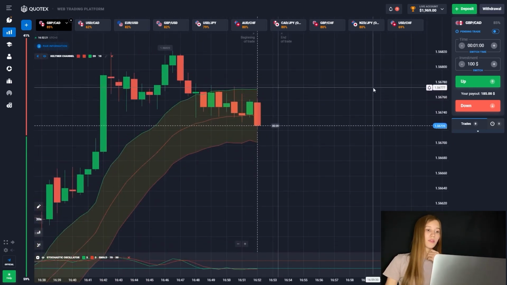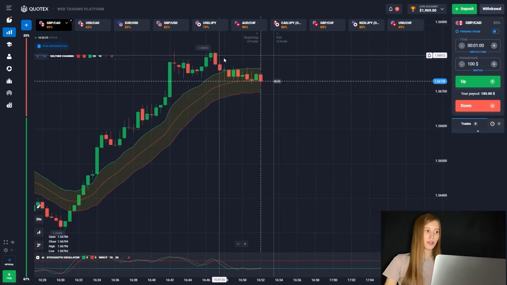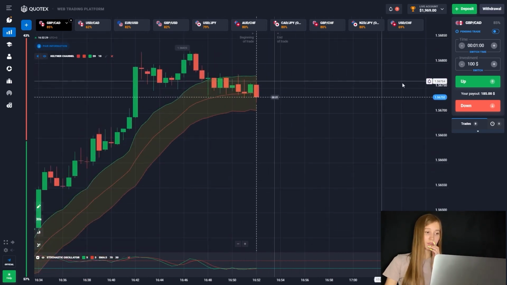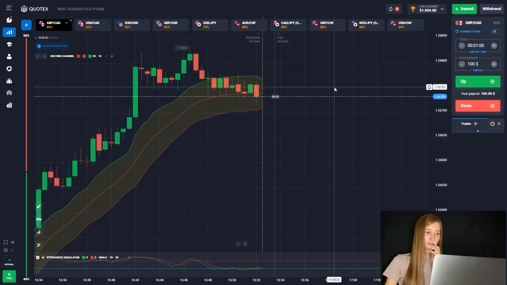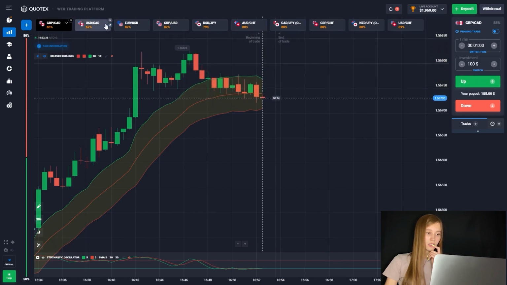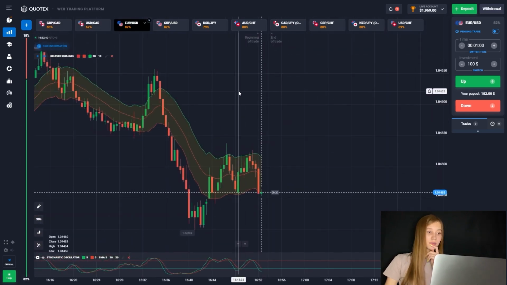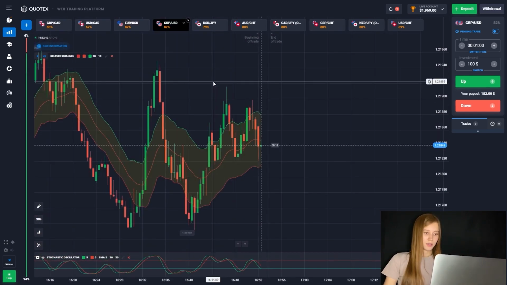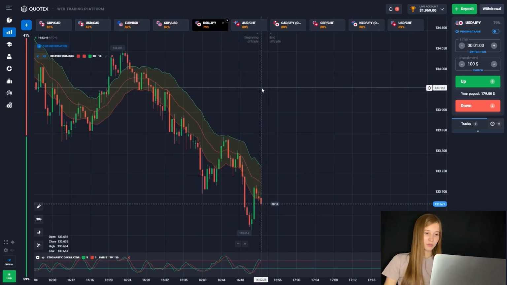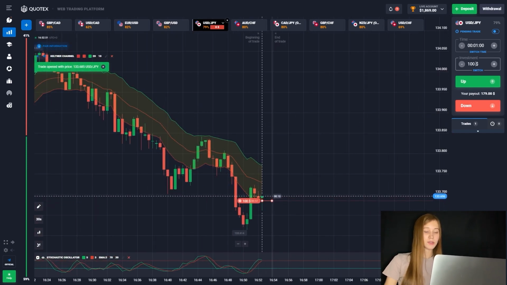Wait a bit for this candle. We see that we have a slow change in the trend. Let's get out of here. I don't want to risk it. We didn't make it here. We have no time. I think here we'll go down.